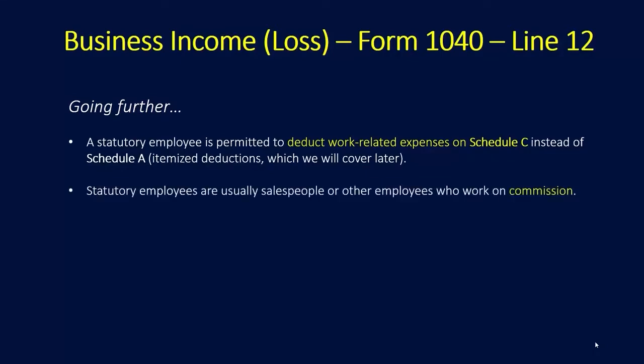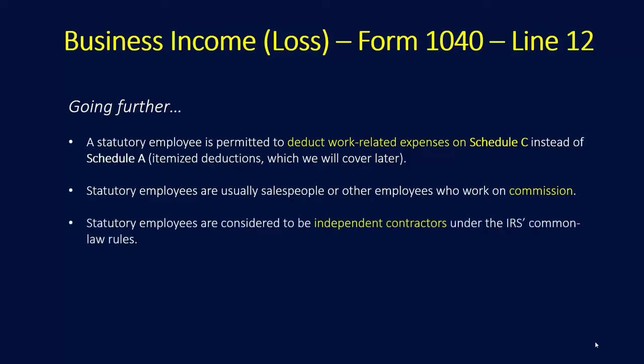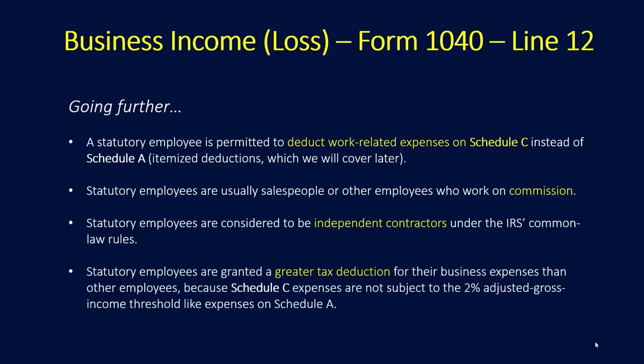Statutory employees are usually salespeople or other employees who work on commission, and statutory employees are considered to be independent contractors under the IRS common law rules. Statutory employees are granted a greater tax deduction for their business expenses than other employees because Schedule C expenses aren't subject to the 2% adjusted gross income threshold like expenses on Schedule A.